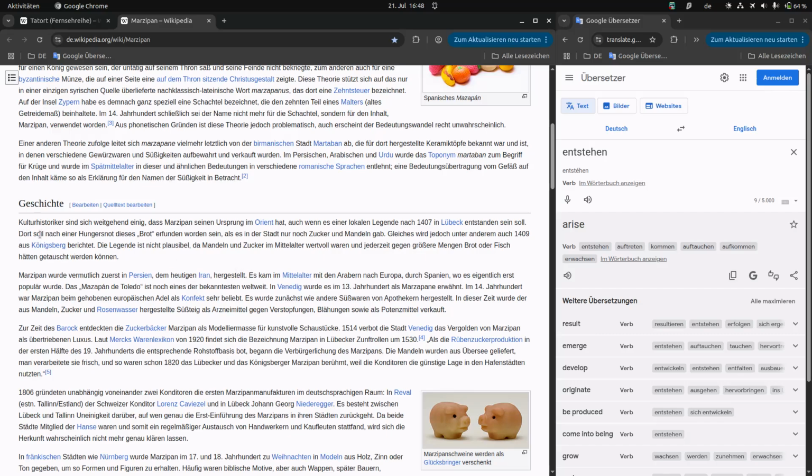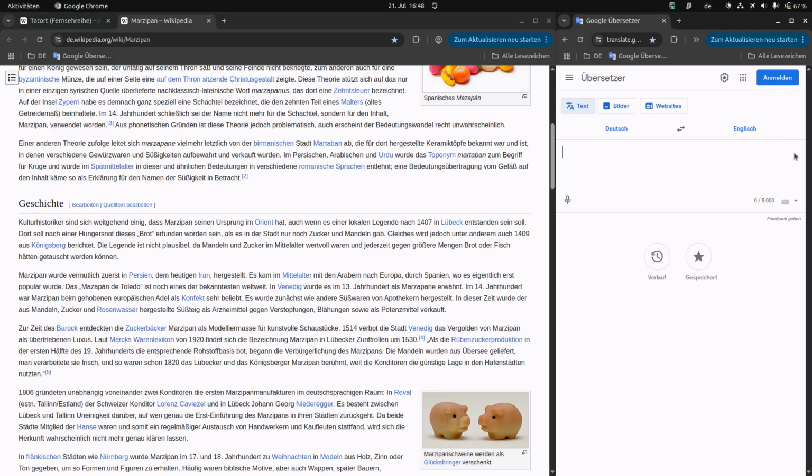Here again we have this word should, soll. Dort soll nach einer Hungersnot dieses Brot erfunden worden sein, als es in der Stadt nur noch Zucker und Mandeln gab. There, dort is there. Should, just for word by word, there should, after or according to in this case, a famine. Hungersnot means hungers. Hunger, this derives from the word hunger, and Not, which is, what's it called? Not, to be in need for something.